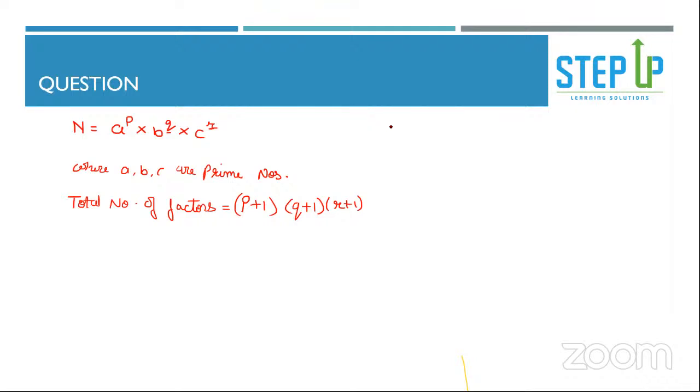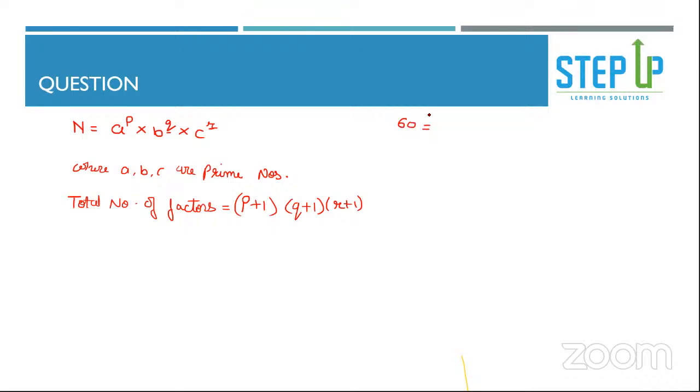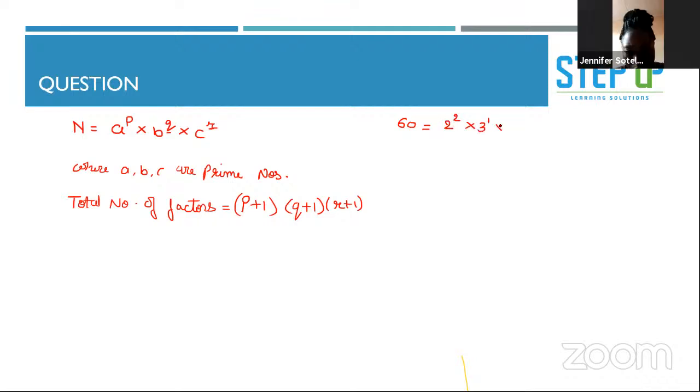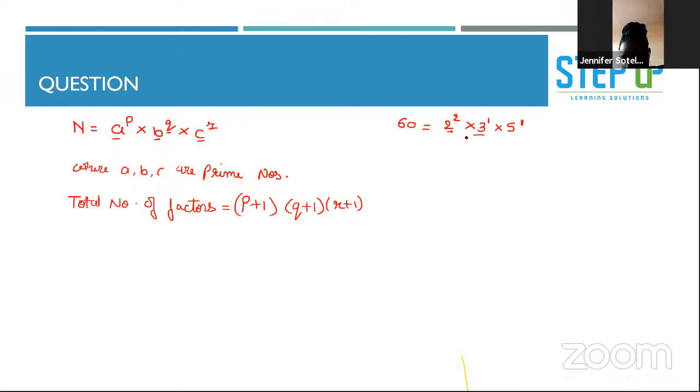Now, if we talk about 60, for 60, it was 2 square into 3 power 1 into 5 to the power 1. So if I see A is 2, B is 3, and C is 5.